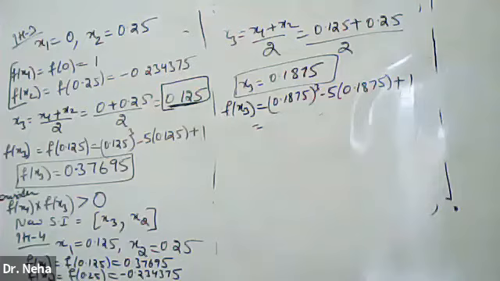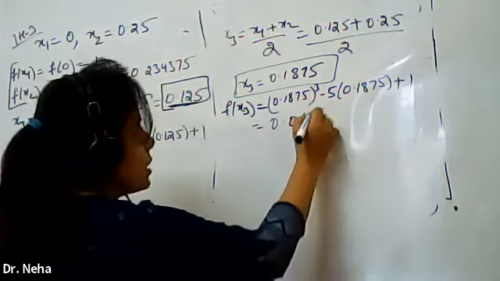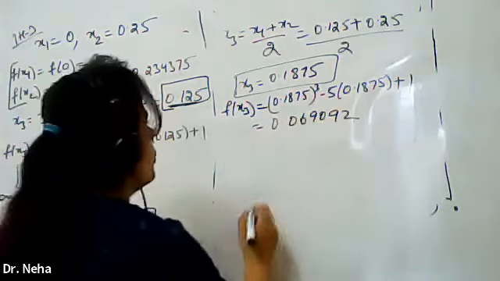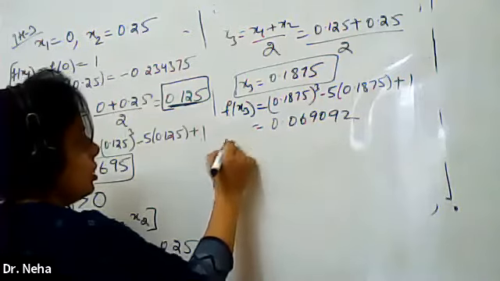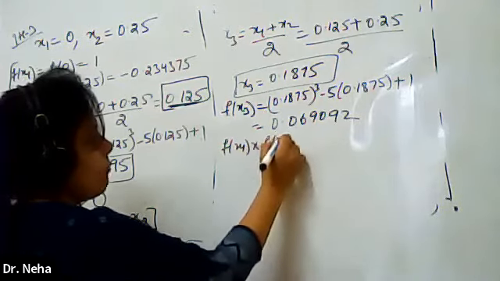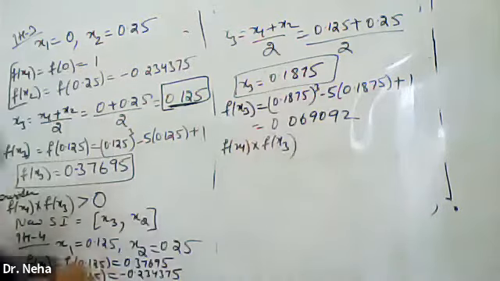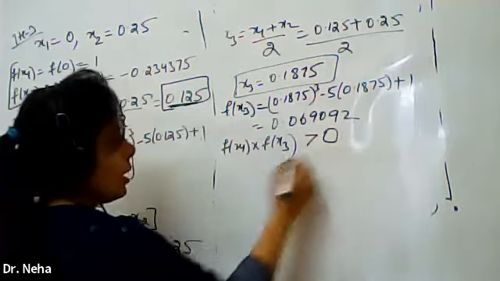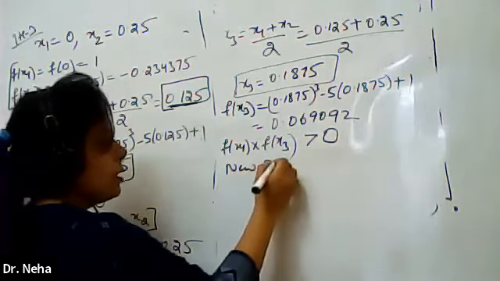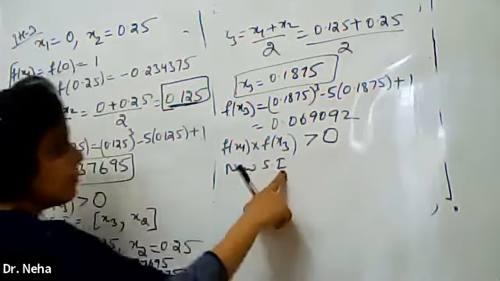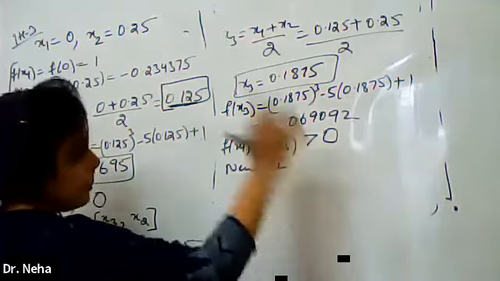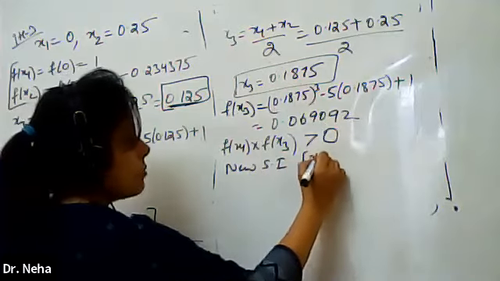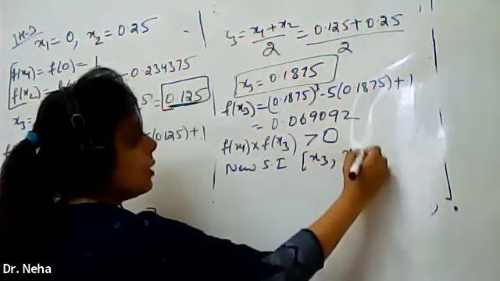And now fx3 at 0.1875, I have 0.069092. Is it 0.069092? Now let's check the condition. fx1 multiplied by fx3. fx1 is positive here, fx3 is also positive. After multiplication, you will have a positive value. That means now, Aslam, you can see again the new search interval. Both are of positive sign. Repeat step number 4. That means x1 will be replaced by x3 and x2 will remain the same. Clear?